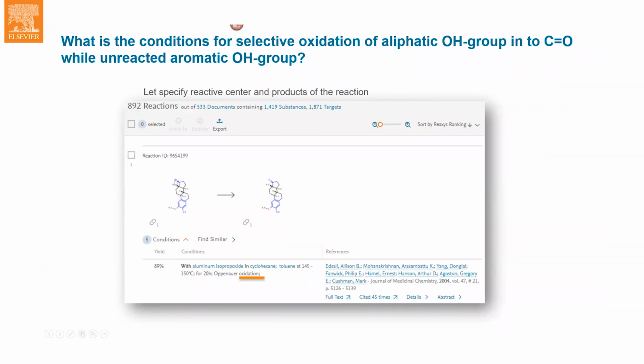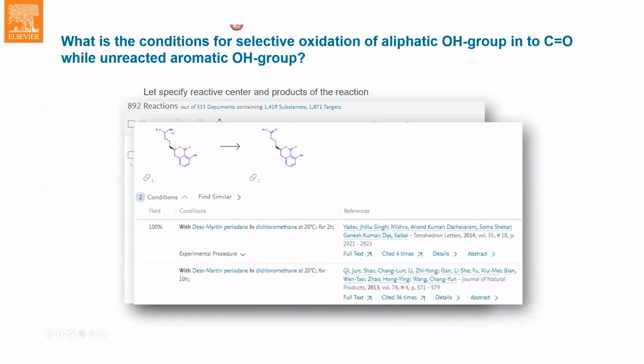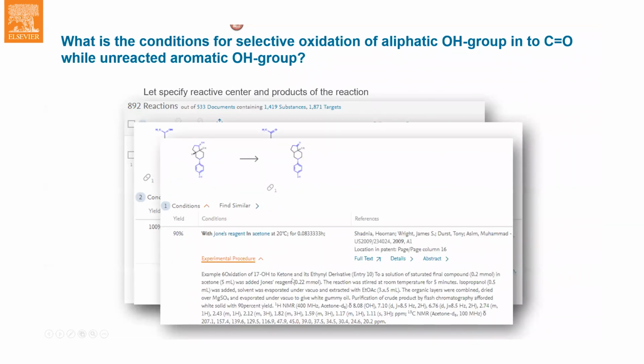As you see, this was a hydroxyl group. Now we have a keto group. The same over here, hydroxyl to keto group. The rest is kept the same. Hydroxyl to keto group.